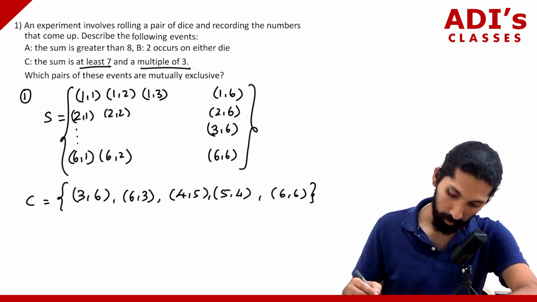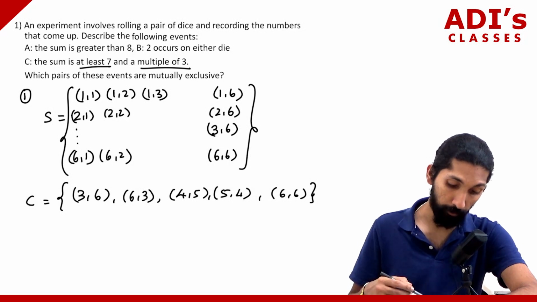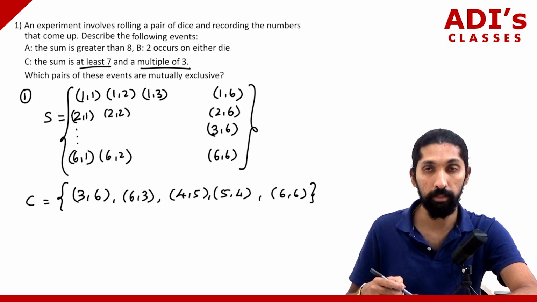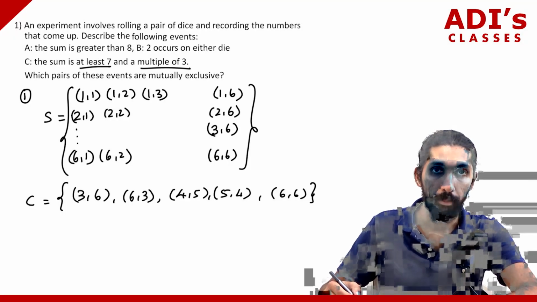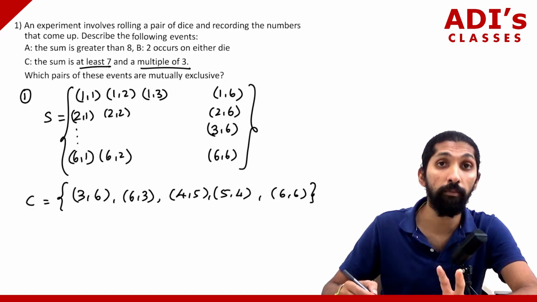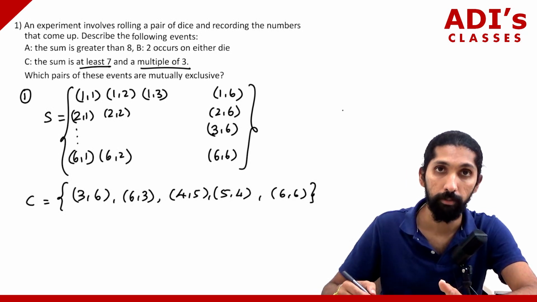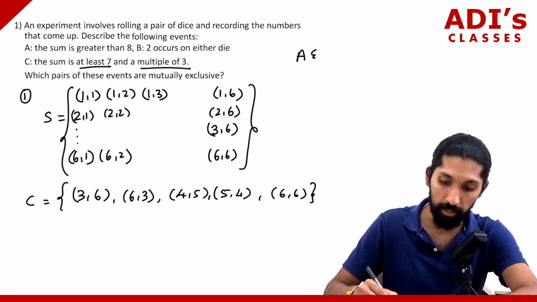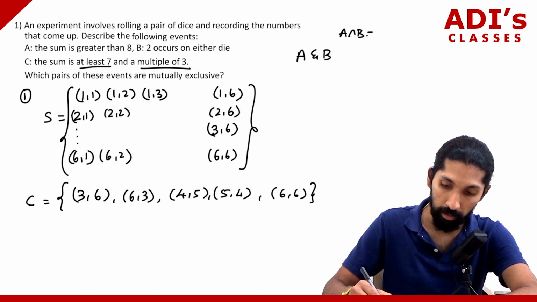Isn't it? So these are the values for C. Fine. Now look at the last one. Which pairs of these are mutually exclusive? Isn't it? So if you remember A, B, and C, between A and B, do you have anything common? Check. Anything common? You don't. That means A and B are mutually exclusive. The reason is A intersection B is null set.